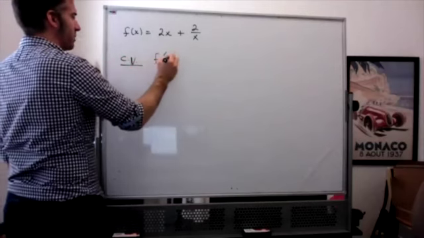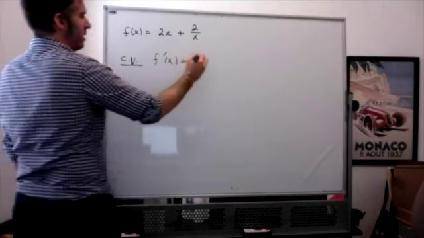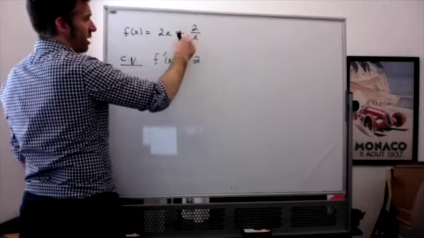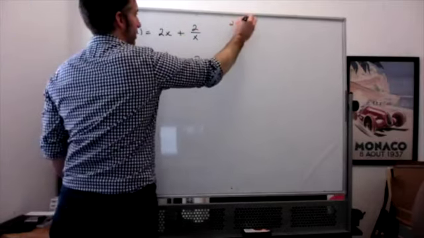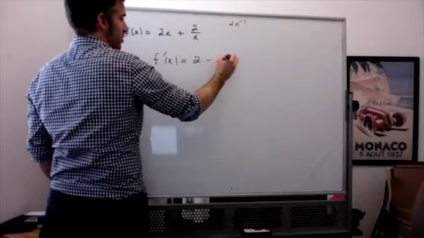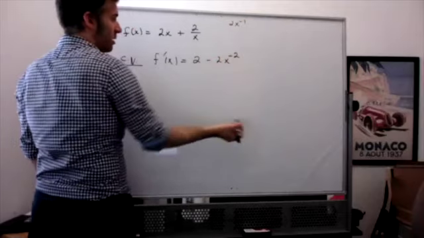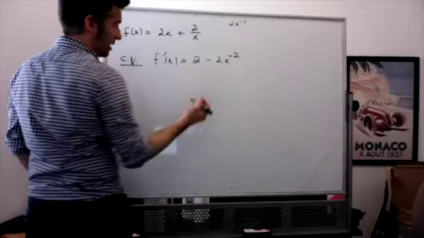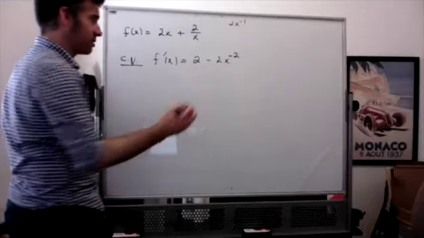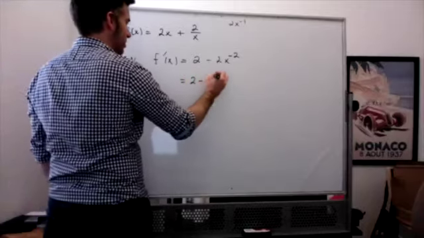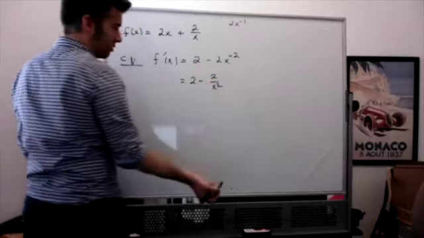So f prime is going to equal the derivative of that. The derivative of 2 over x, that's 2 times x to the minus first. Its derivative is minus 2 times x to the minus second. So simplifying this, and I do think it's worth your while to simplify these things, this is 2 minus 2 over x squared.